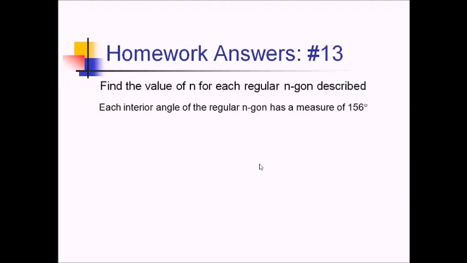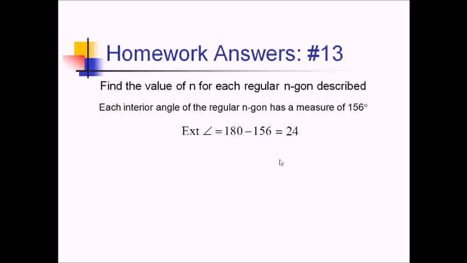For number 13, we want the value of n for the regular n-gon described here. So this is an n-gon where each interior angle has a measure of 156 degrees. Now, the easiest way to do this is figure out what each exterior angle is, and then divide 360 by that number. So if we have 156 for the interior angles, that means each exterior angle is going to be 180 minus 156, or 24 degrees.